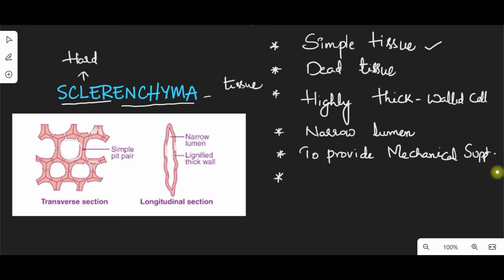The thickness of the cell wall is mainly because of the presence of a special thickening substance, which is lignin. Lignin is the substance which provides the mechanical support. Lignin thickened walls are present only in the case of sclerenchyma. Due to the presence of this, lignin acts as a cementing substance.